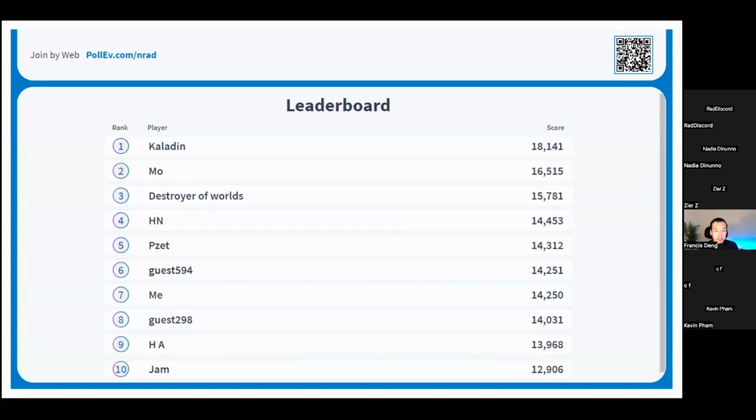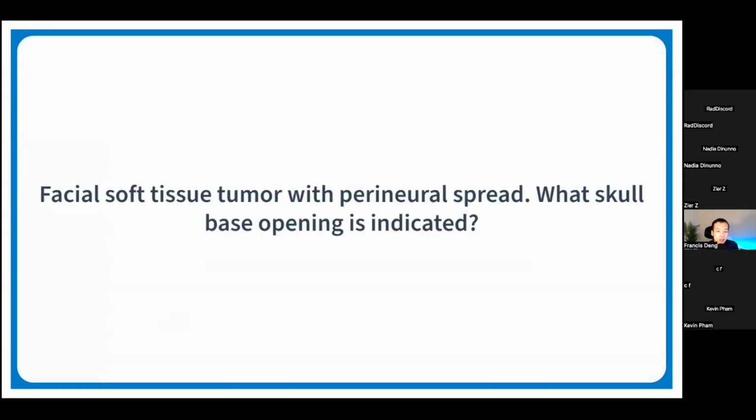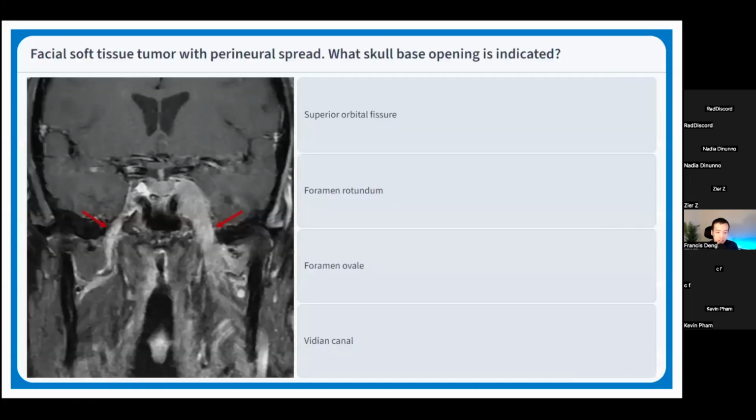All right, Kaladin, Mo, Destroyer of Worlds, and then head and neck at number 4. Facial soft tissue tumor with perineural tumor spread. What skull base opening is indicated? There's a coronal T1 post-contrast image through the skull base. I have 2 arrows on some thick infiltrated nerves. What skull base opening am I pointing to?